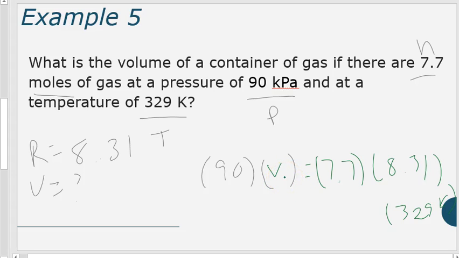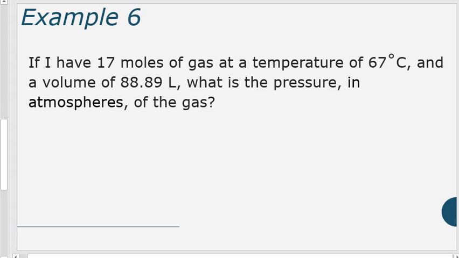And when you plug all that into your calculator, you should get 234. And we solve for volume, so we know that our units are liters. So that's the answer to number 5, 234 liters. All right, one more problem here.